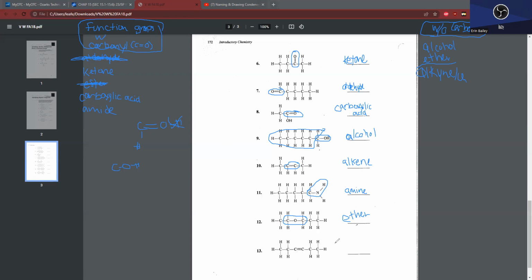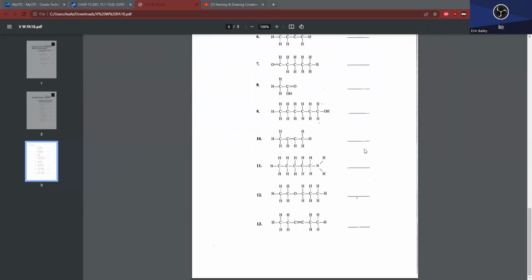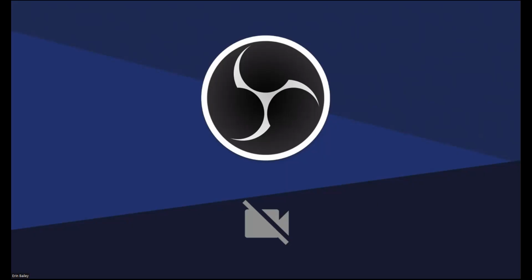Alrighty. Here, big change. I see a triple bond between two carbons. That's going to be the alkyne with a Y. There's that. Easy. Those ones are easy. Now we're going to scroll down, or I guess that's the end. All right. Well, hopefully you do that worksheet on your own and let me know if you have any questions.